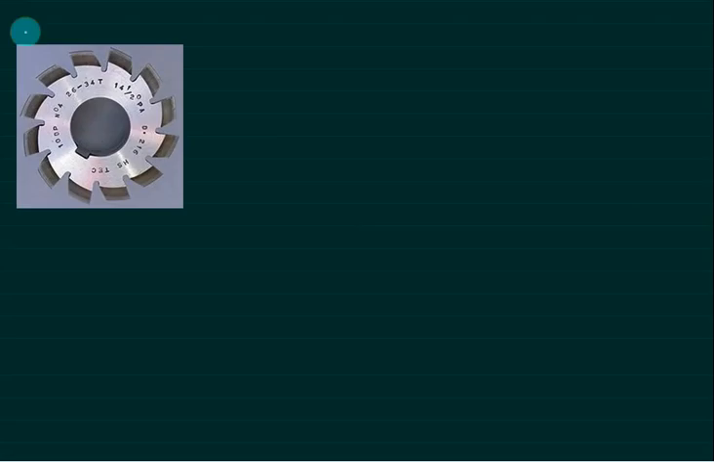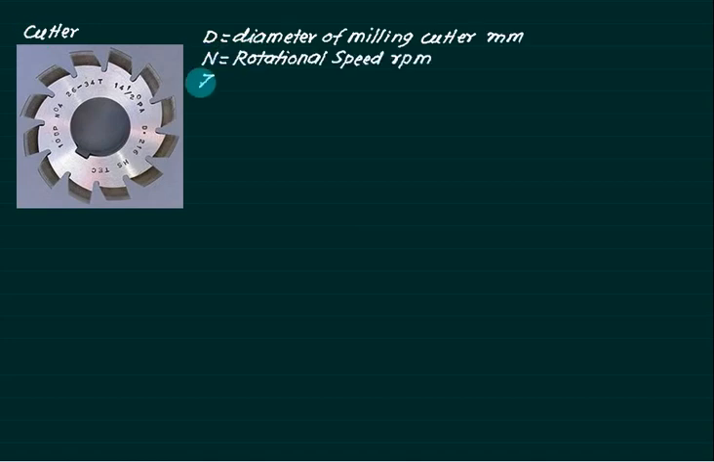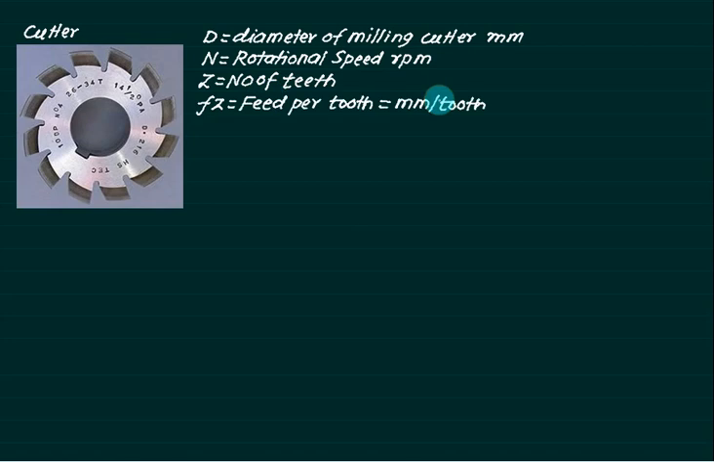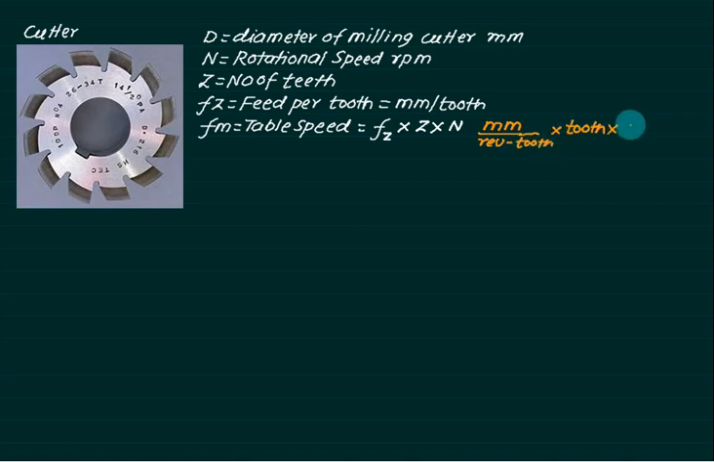Now let's say this is the cutter shown in the figure. D is the diameter of the milling cutter. Let's say N is the rotational speed in RPM. Z is the number of teeth. Fz, this is a new term for us, is the feed per tooth, normally given in mm per tooth. Let's denote one more term called Fm, called table speed or feed rate. It is usually given as a product of Fz multiplied by Z multiplied by N, and the unit of this quantity is mm per minute. So we have Fz is mm per revolution per tooth, Z is number of teeth per revolution, multiplied by N which is revolutions per minute. So the unit comes out to be mm per minute. So this one is also called the feed rate.